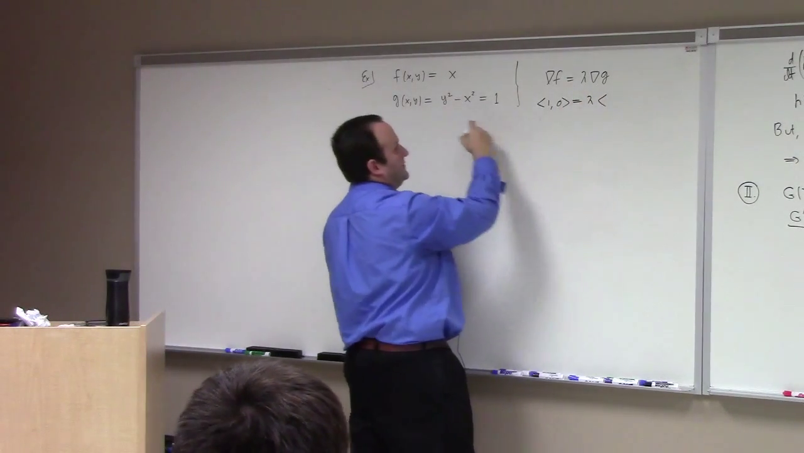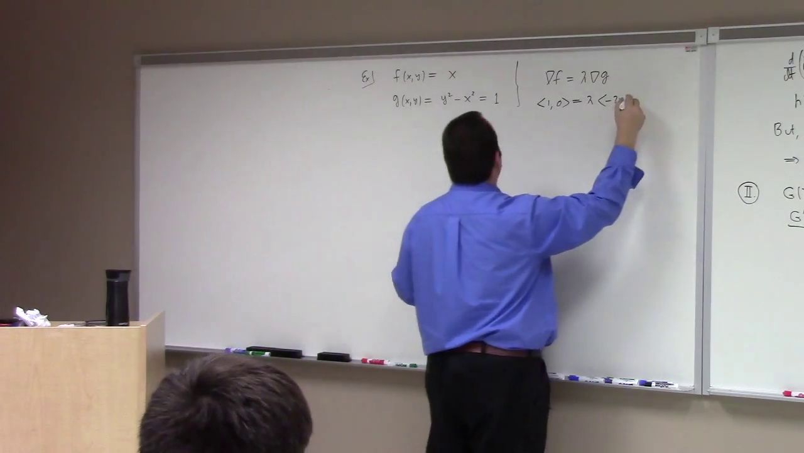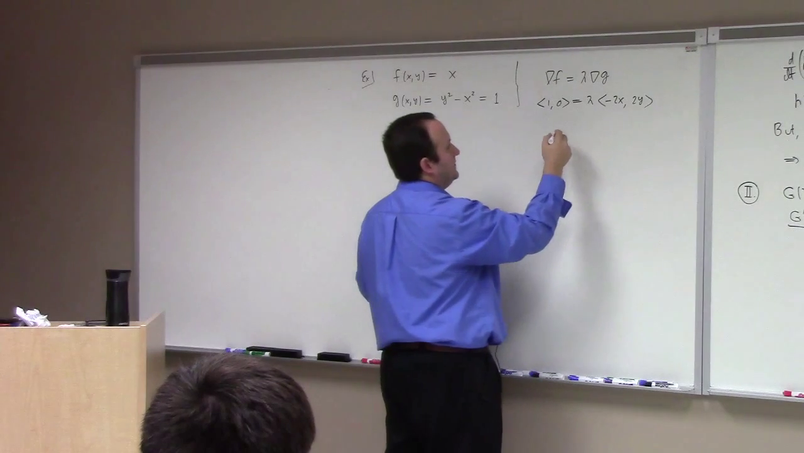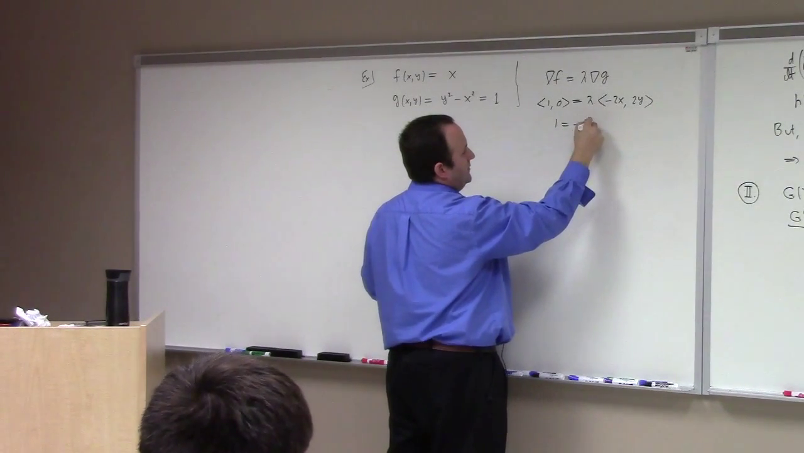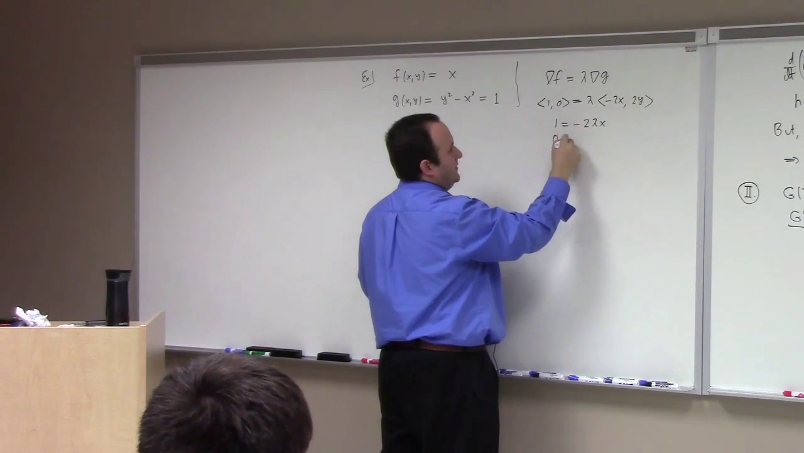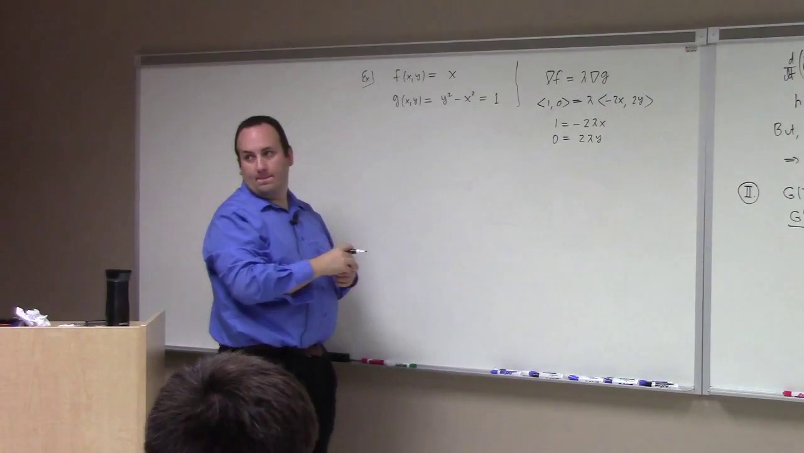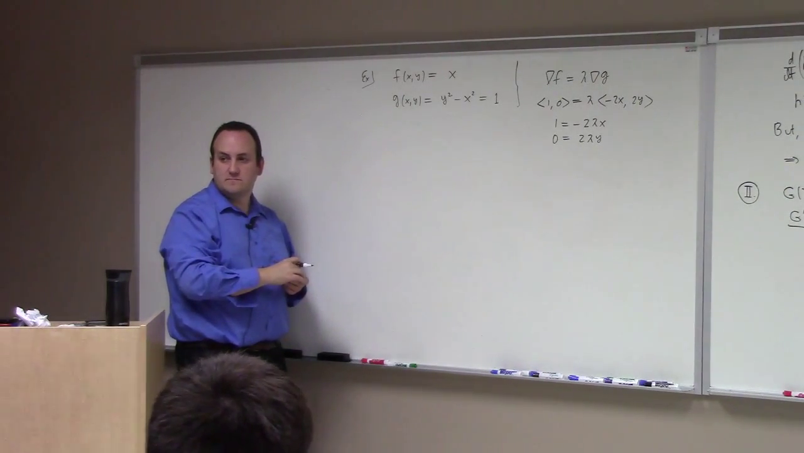Gradient of g is what? Minus 2x and 2y. So you've got 1 is equal to minus 2 lambda x, and 0 is equal to 2 lambda y. Those are my Lagrange multiplier equations.